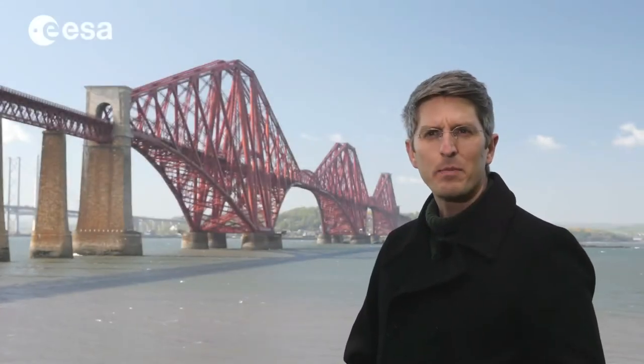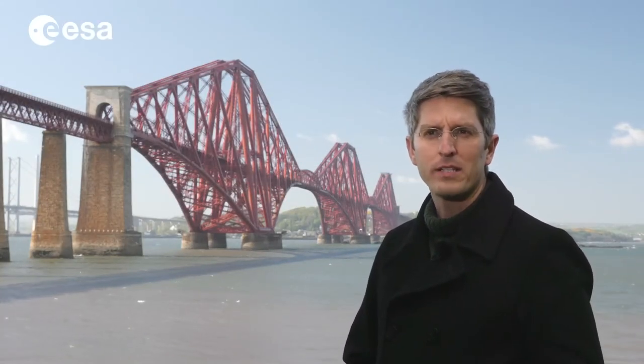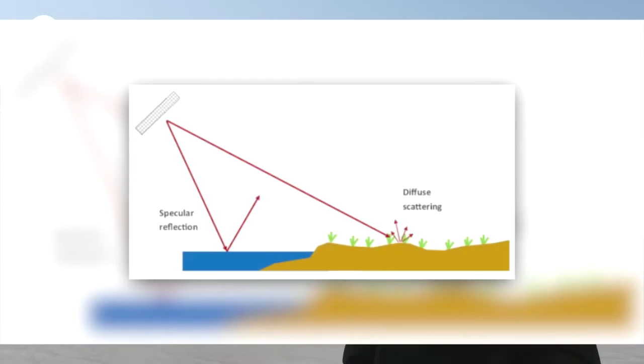SAR remote sensing is particularly suitable for the mapping of water surfaces, given that it is based on often relatively simple differences in the backscatter regimes of water and land surfaces. Calm water surfaces are smooth and cause specular reflection, leading to low backscatter. Surrounding land surfaces are rougher by comparison and lead to higher backscatter.